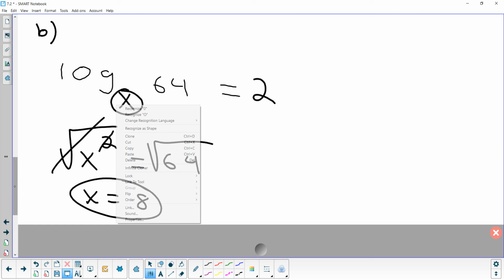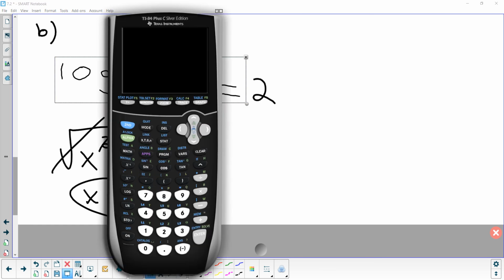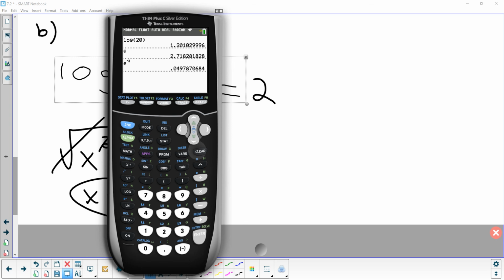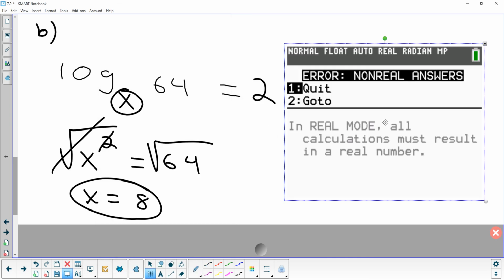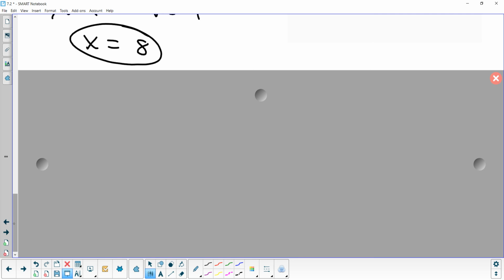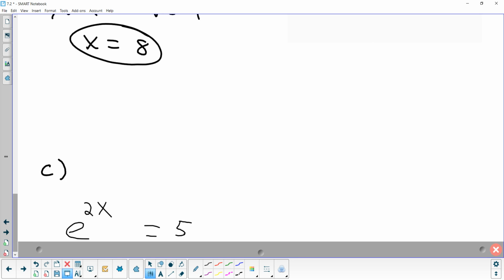So bases cannot be negative with a log. Neither can the argument. Watch what happens if I try to take the log of a negative number. Log of -5. It doesn't say it can't do it. It says that the answer is not real, which means it's imagined. Okay, so we're not going to ever worry about negative arguments or negative bases. All right. And last one.